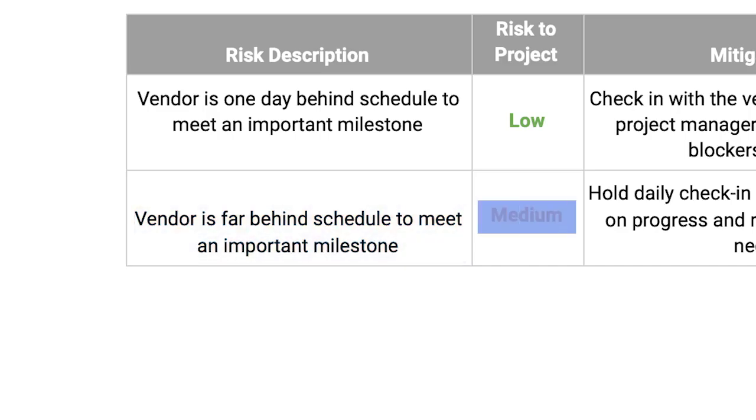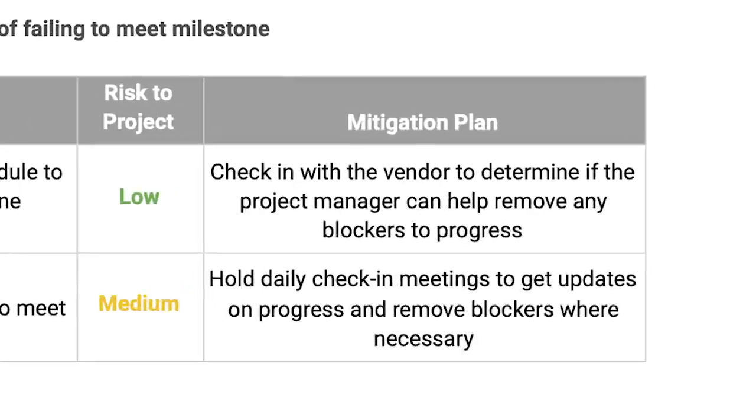We've given this risk a medium inherent risk rating. Remember that inherent risk is the measure of a risk calculated by its probability and impact. A mitigation plan has also been included for this risk, which is to hold daily meetings with the vendor to help them stay on task.